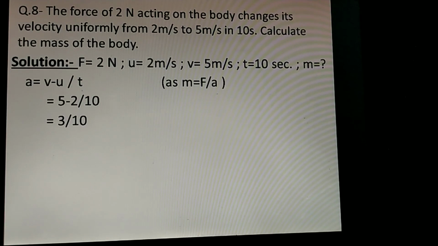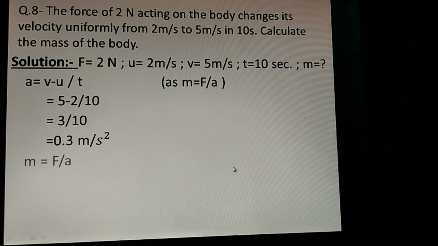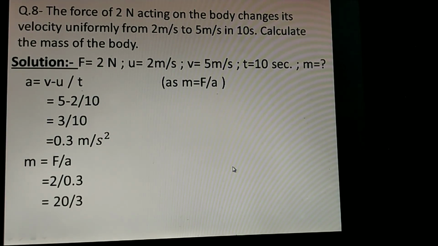Now substitute the values. Value for V is 5 minus 2 divided by 10. Then we will get 3 by 10 and the answer will be 0.3 meter per second squared. This will be the acceleration. Now we will put the value for acceleration and force in this formula. Then after substituting we will get 2 divided by 0.3 equals 20 by 3, and after solution we will get 6.67 kg.